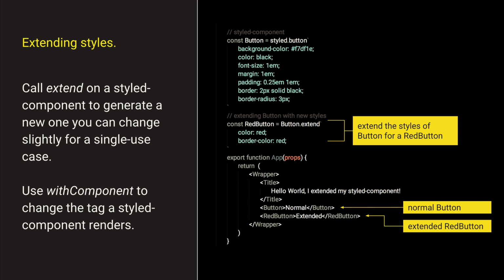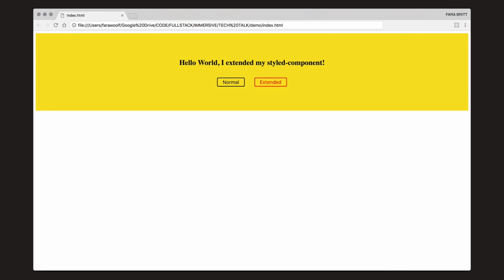Super easy. So we can extend styles too for single use cases if we don't want to deal with props. We can simply call extend on the styled component if we just want to change its styling for one particular use case. You can also use the withComponent method if you want to change the tag a styled component renders. For instance, we could change a button to be an A tag, which will then just reuse the button styles. Here I'm showing an example of extending a basic button, so it will become a red button. And what it renders like in the browser is this.